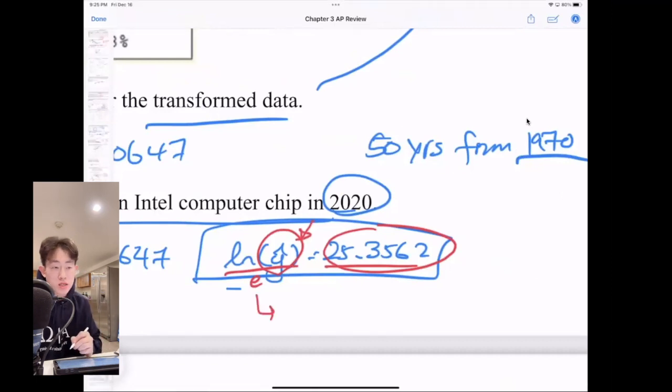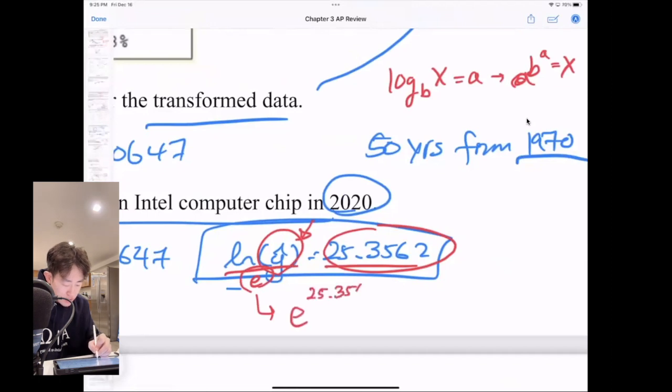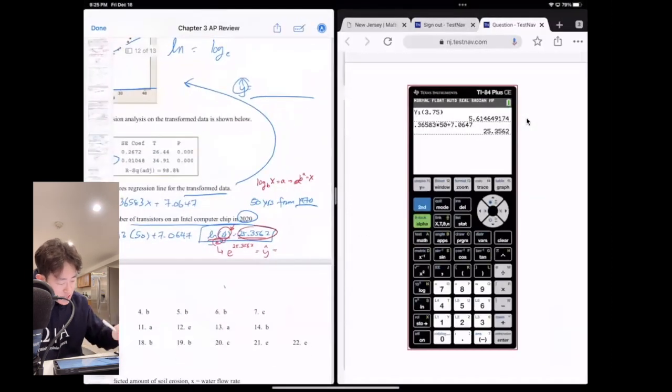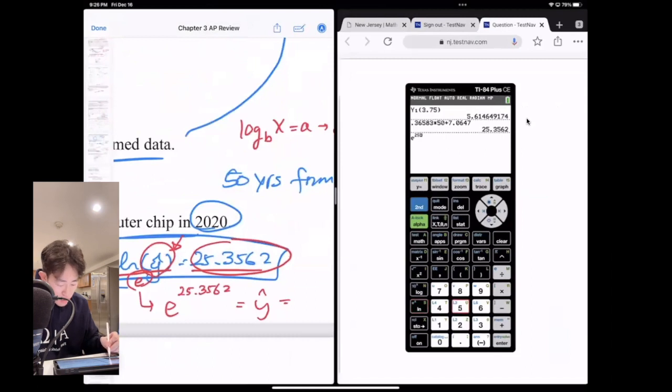So to transform this into an exponential format, if you need the reference guide, this is transformed as a to the power of b equals x. So I'm going to take e raised to the power 25.3562 is equal to y hat. So what that means is I'm going to go here, and where is e, you might ask? e is right here, natural log, the left button of 4. It will give you e. And I'm going to type in 25.3562. It's going to be a huge, huge number.